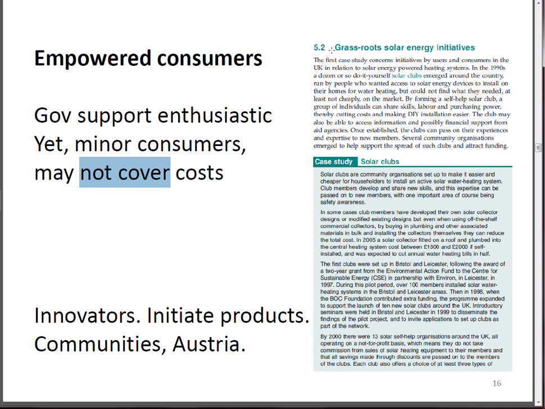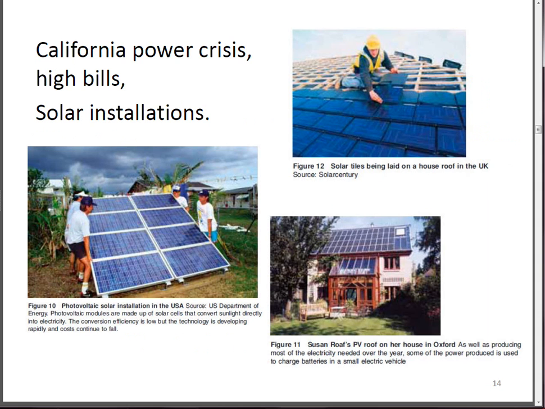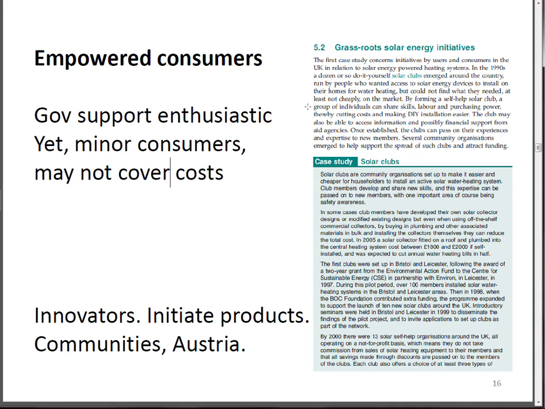Here in figure 5.2, we have an example of what we call a grassroots solar energy initiative, as we've seen in the previous photograph examples. So you can read all about it in table 5.2 and some case studies. This case study is really interesting because it talks about solar clubs, how people came together in simple clubs and started to initiate products. There are many examples in the book about such communities or clubs in Austria.